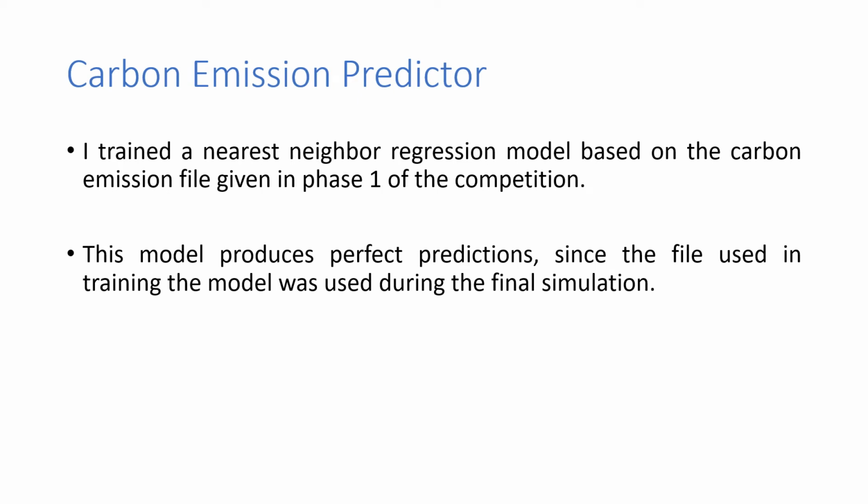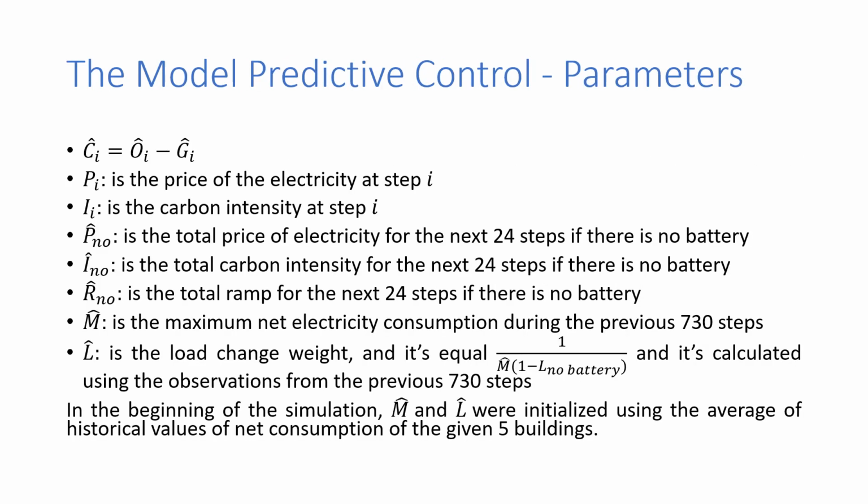For the carbon emission predictions, I have trained a nearest neighbor regression model based on the carbon emission file given in phase 1 of the competition. This model produces perfect predictions since the file used in the training of the model was used during the final simulation. Now let's introduce the model predictive control parameters.